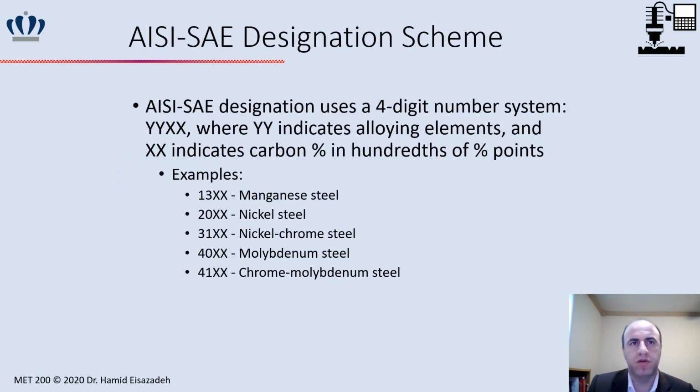This is another example of AISI designation for carbon steel. We previously mentioned 1010, which is a low carbon steel, but here we have 13, meaning manganese steel. If we have 20, it means nickel steel, or 31 nickel chromium, 41 chrome molybdenum steel, and the last two digits show the amount of carbon in this steel.